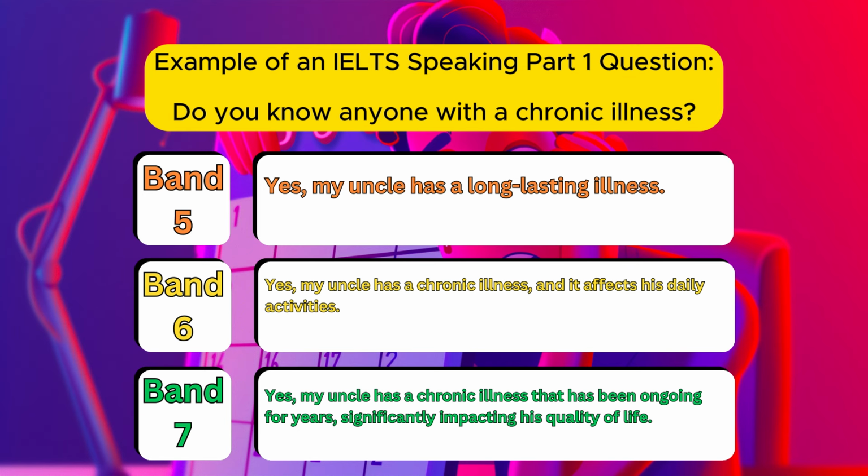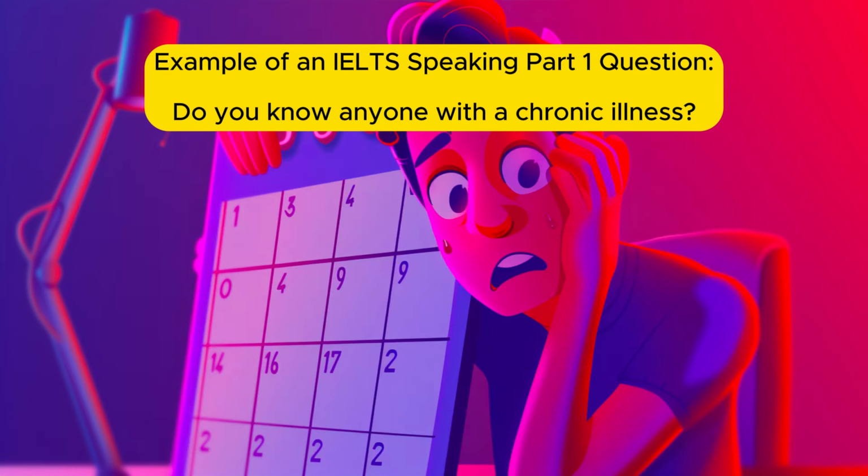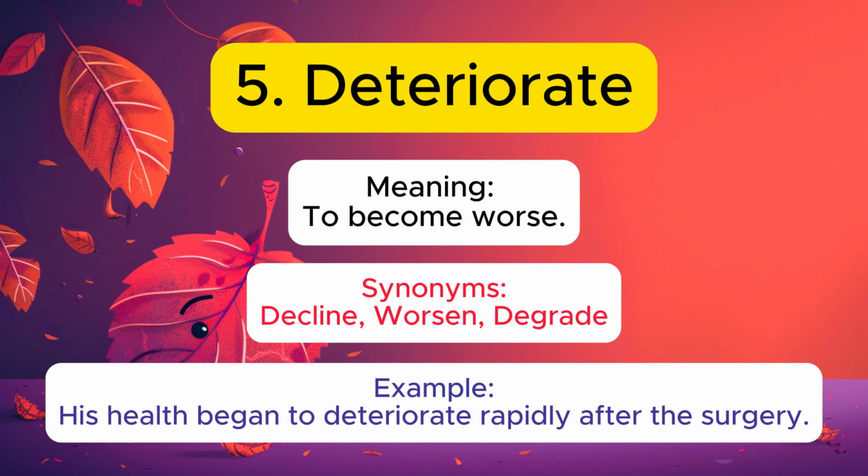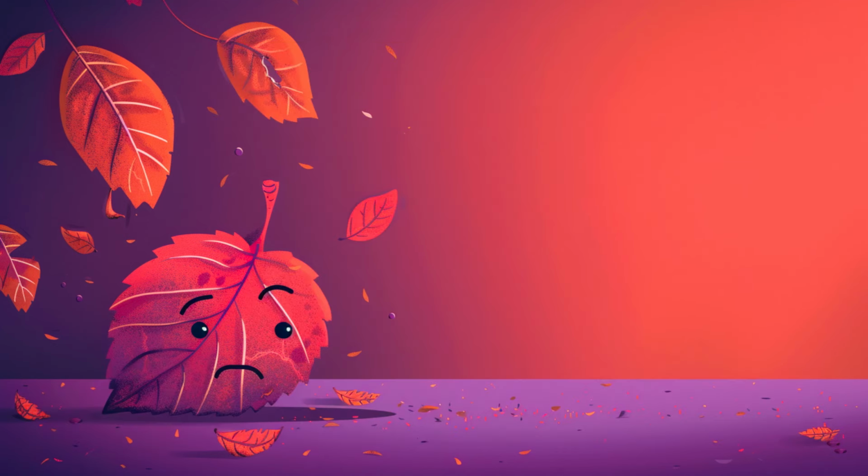Band 6. Yes, my uncle has a chronic illness and it affects his daily activities. Band 7. Yes, my uncle has a chronic illness that has been ongoing for years, significantly impacting his quality of life. 5. Deteriorate. Meaning, to become worse. Synonyms: decline, worsen, degrade. Example: his health began to deteriorate rapidly after the surgery.